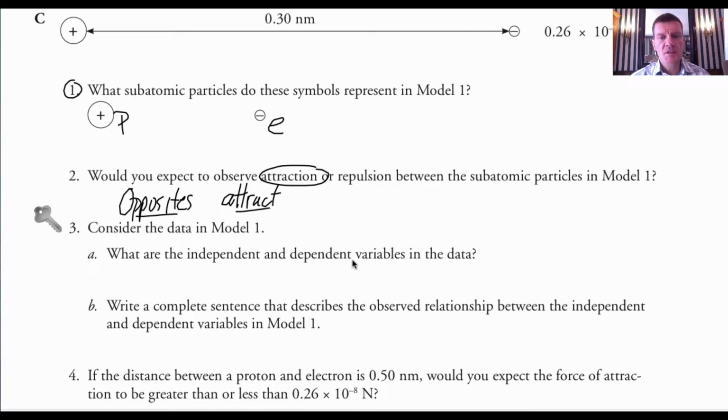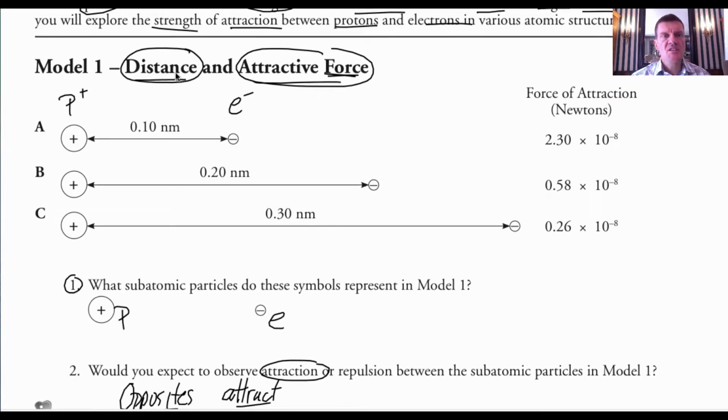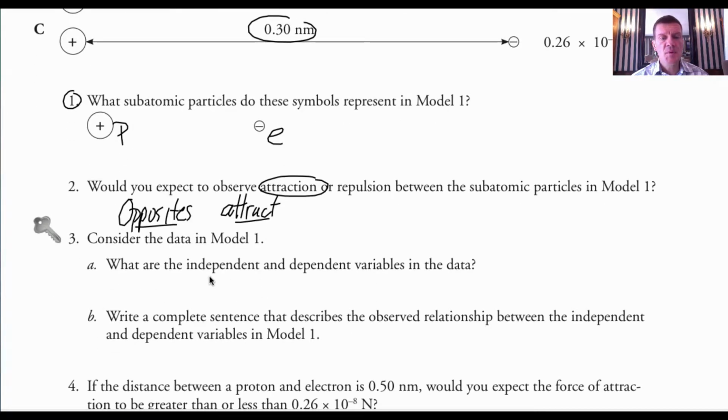What are the independent and dependent variables in the data? Well, we're looking at a relationship between distance and attractive force. If you have the ability to move protons and electrons around, it is the distance that you are changing. You're choosing at what distance you place the proton and the electron. So the distance, these three distances, is the independent variable, and the resulting force, the magnitude of the force, is your dependent variable.